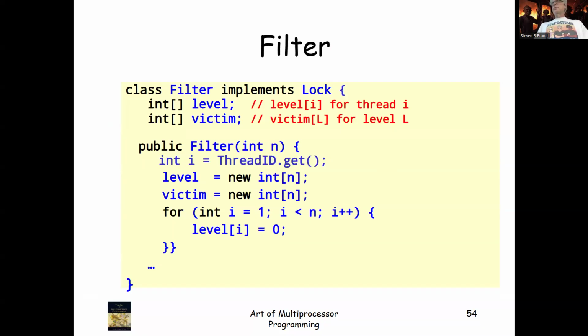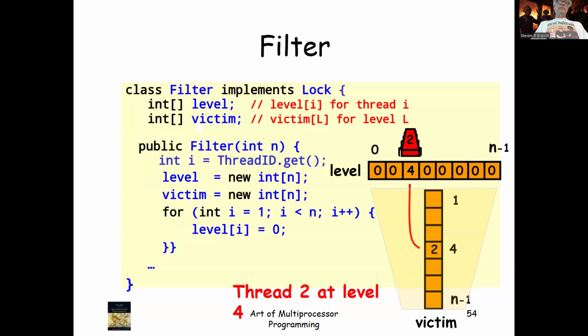Now the filter lock is the one that comes next, and the filter lock is just Peterson's lock repeated n times. Well, if the number of threads is n, then it's repeated n-1 times, right? So a filter lock for 2 threads is the Peterson lock. But a filter lock for 3 threads would be 2 Peterson locks. So the way this works, right?